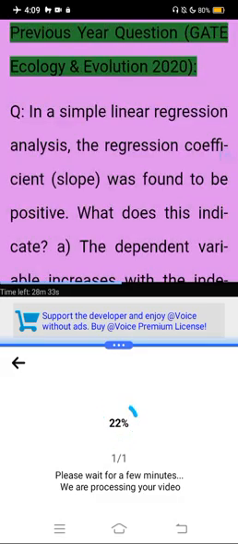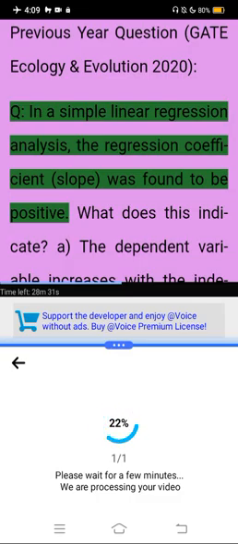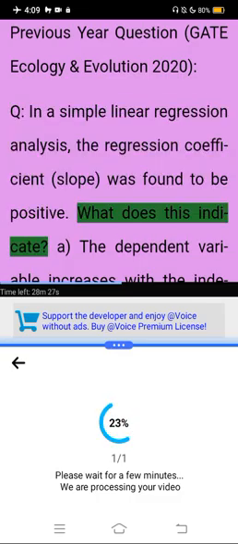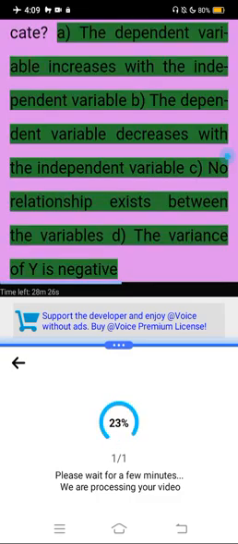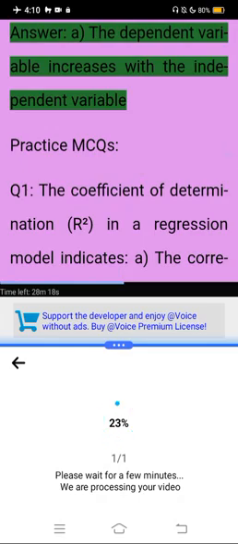Previous year question: GATE Ecology and Evolution 2020. Q. In a simple linear regression analysis, the regression coefficient slope was found to be positive. What does this indicate? A. The dependent variable increases with the independent variable. B. The dependent variable decreases with the independent variable. C. No relationship exists between the variables. D. The variance of y is negative. Answer. The dependent variable increases with the independent variable.